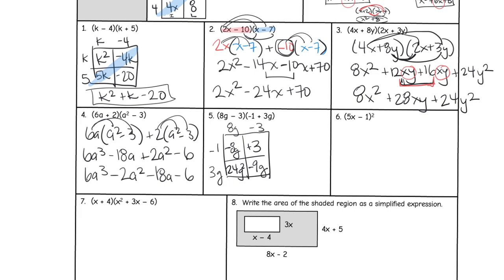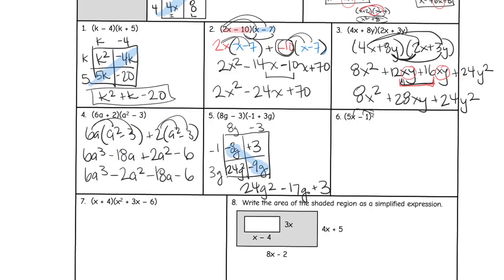Now I want to look for anything that are like terms. So this has just a g, this has just a g. So those two would be like terms. This has a g squared, so it can't combine, and this one is just a constant. I'm going to write my answer from the highest degree term, so 24g squared. I'm going to have a total of negative 17g, and then plus 3. There's my answer.